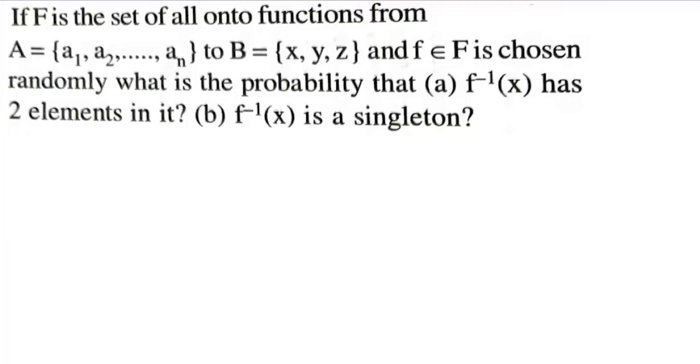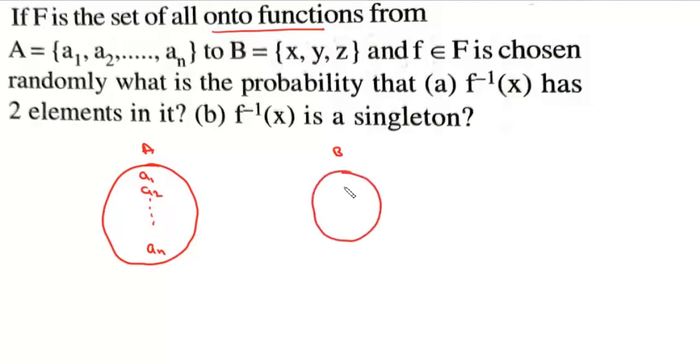Now here the question is, if F is a set of all onto functions from A to B. Now in this set A we have n elements, a1, a2, ..., an, and in this B we have 3 elements which are x, y and z, and f belonging to F is chosen randomly. What is the probability that f inverse x has 2 elements in it? And the second part is f inverse x is a singleton.